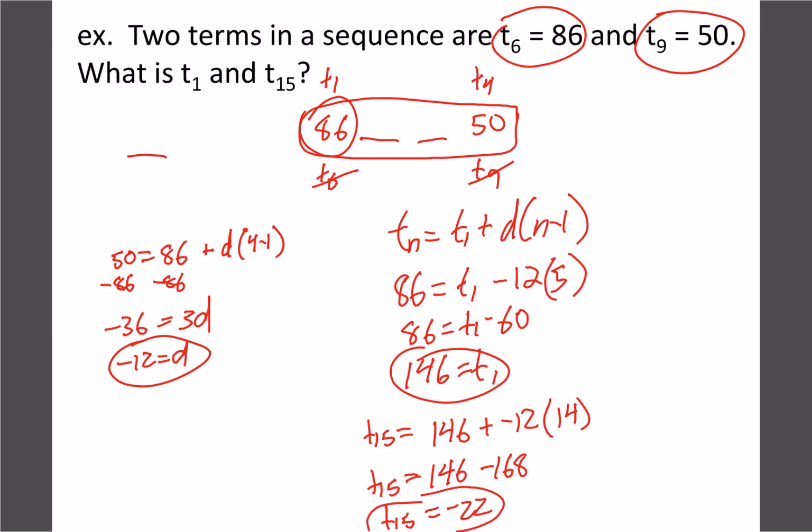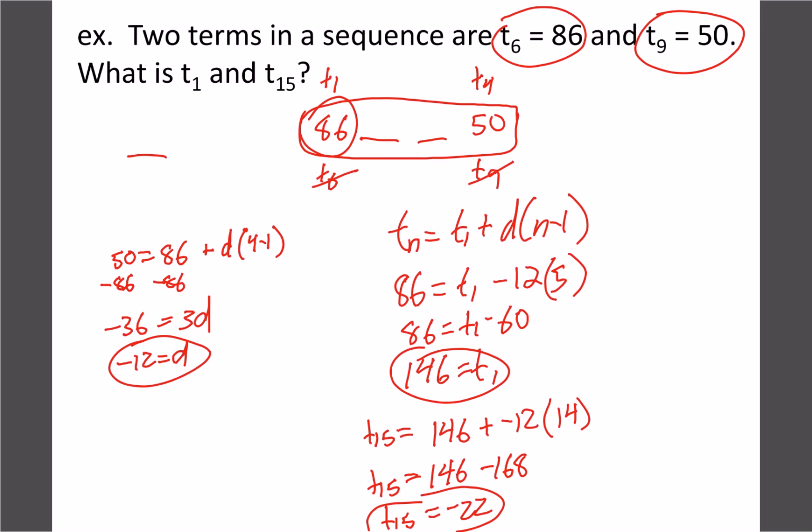The formula, what's nice about it is you can basically solve for anything. Whether you're looking for a term number, a D, an N, it makes no difference. And that's all for today. That's all for this first unit.